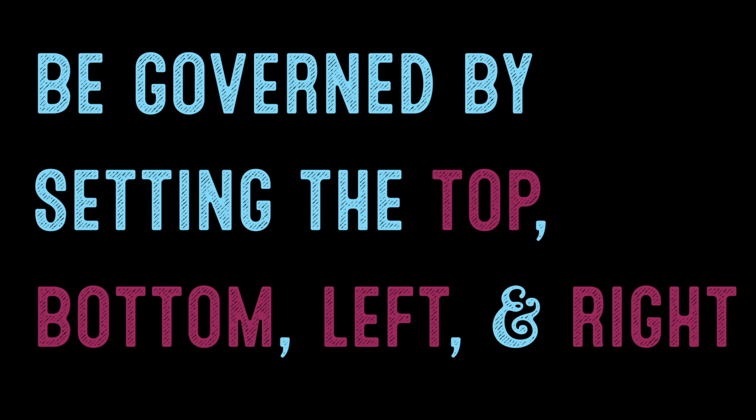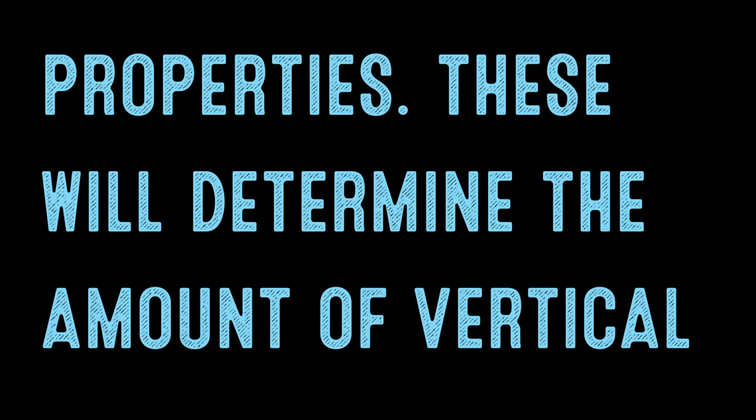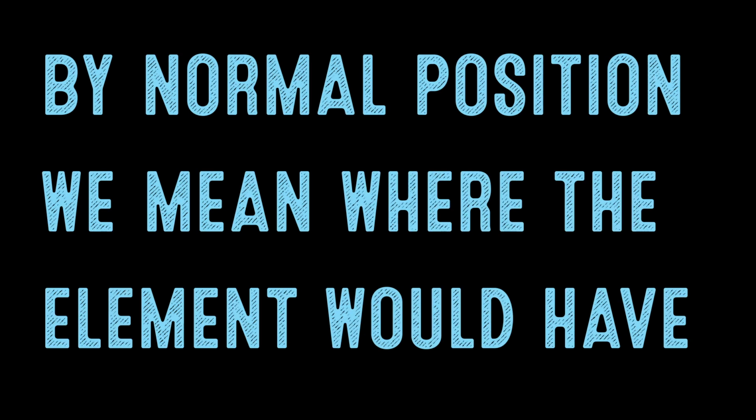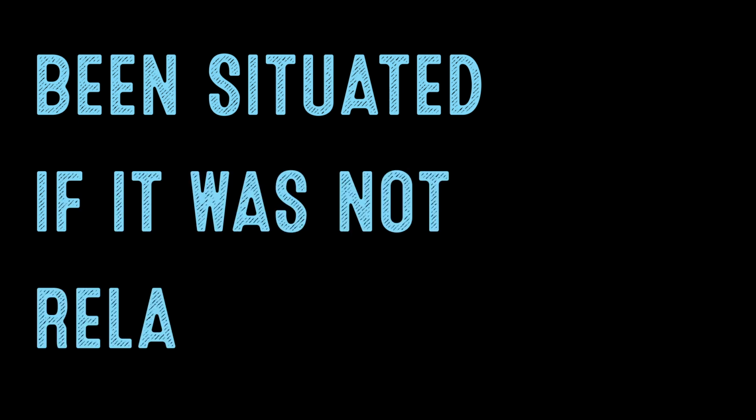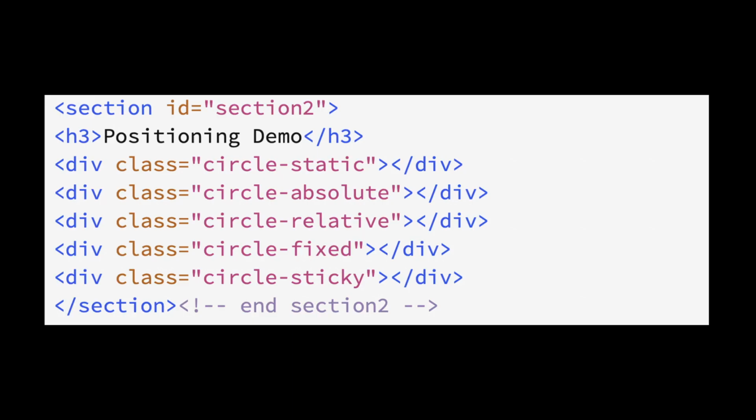Its new position will be governed by setting the top, bottom, left, and right properties. These will determine the amount of vertical and horizontal offset from its normal position. By normal position, we mean where the element would have been situated if it was not relatively positioned.